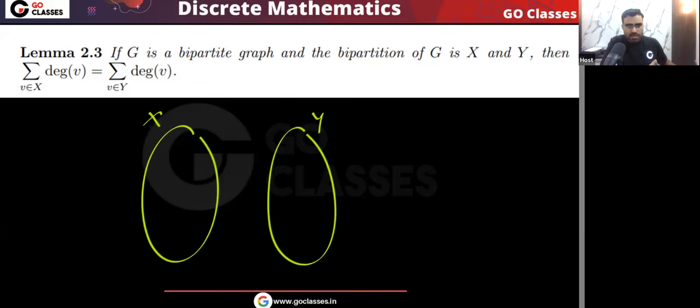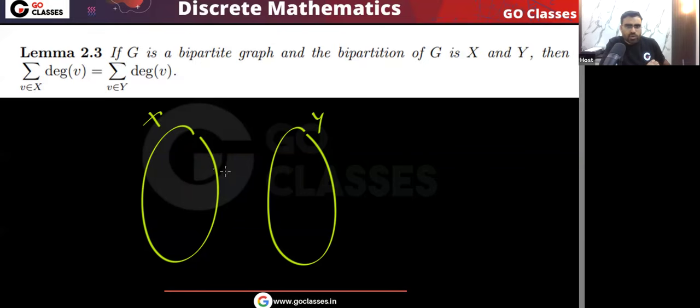This is the bipartition. Now what we need to prove? We need to prove that if you do the total degree of part X, meaning in this part, if you do the degree summation of all the vertices, and also in this part, if you do the degree summation of all the vertices, then the total degree of this part will be equal to the total degree of this part. This is what we need to prove. Summation of degrees of vertices in part X is equal to summation of degrees of vertices in part Y. So the total degree of part X equals the total degree of part Y. This is what we need to prove, and this is very easy to prove.